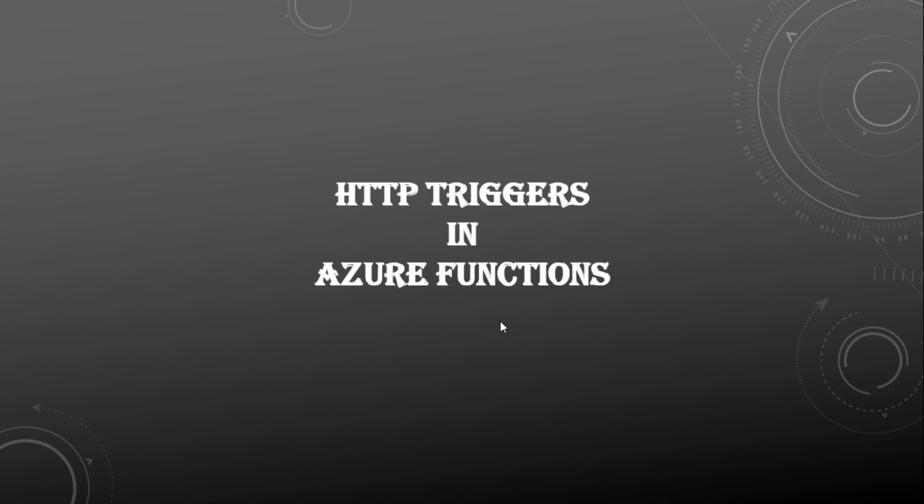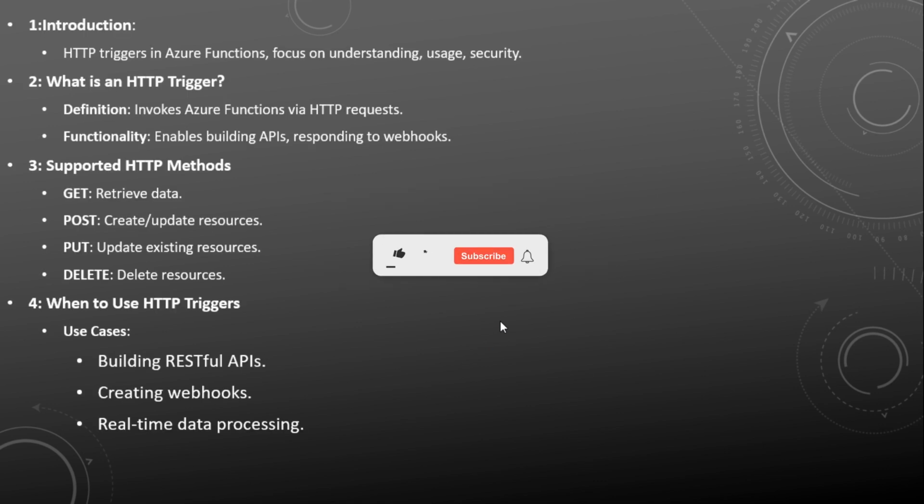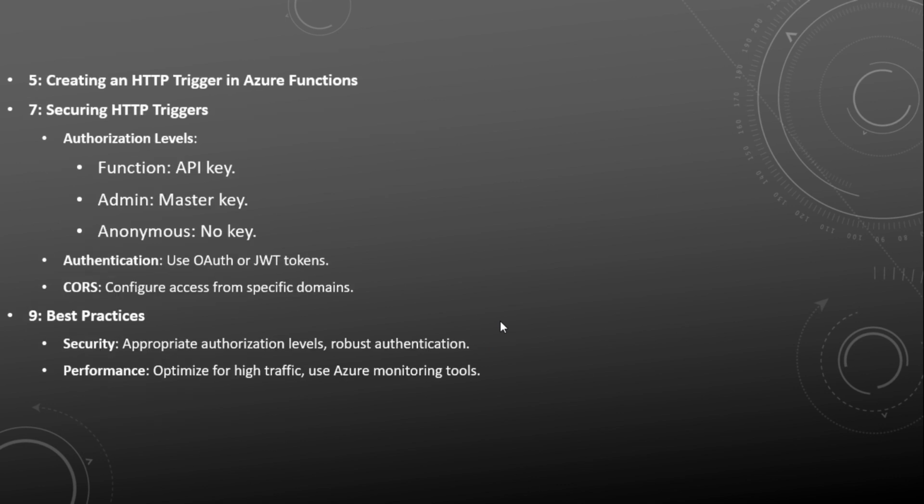Today we are going to deep dive on HTTP trigger for Azure function. In this tutorial we are going to understand what an HTTP trigger is, what kind of methods are supported by HTTP trigger like get, post, put and delete, and when to use HTTP trigger, how to create HTTP trigger functions, and how to secure HTTP trigger functions. And also, we will try to understand what best practices we should follow.